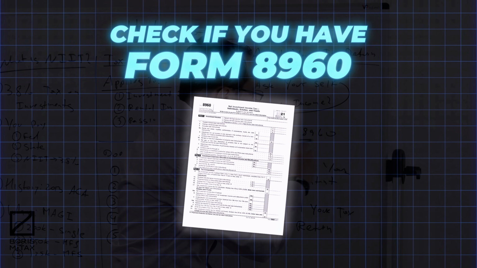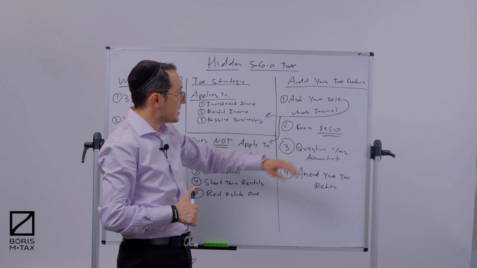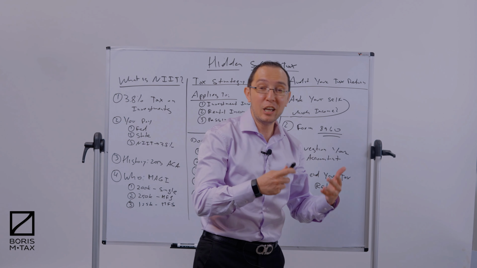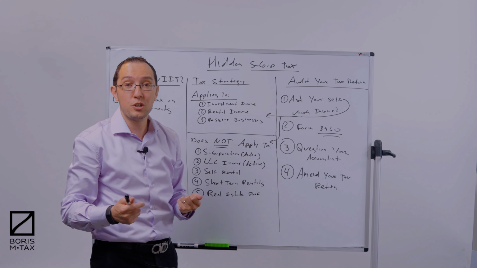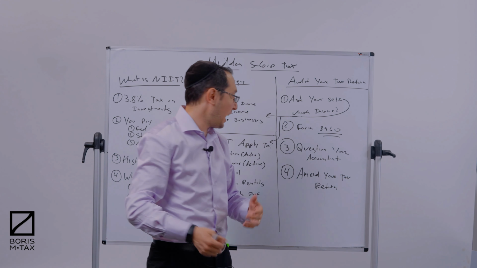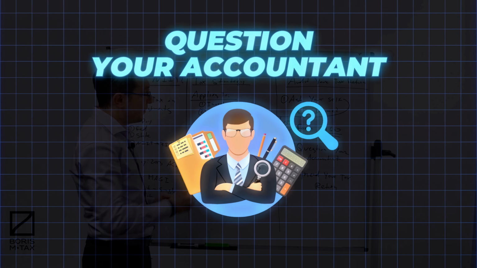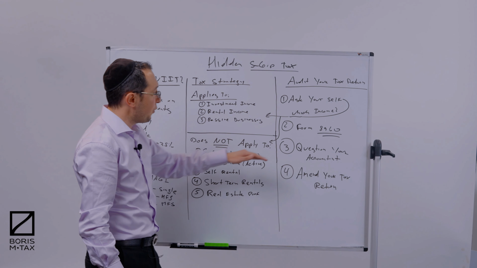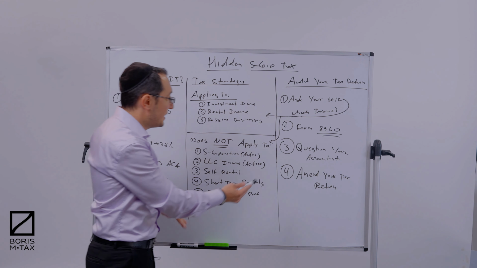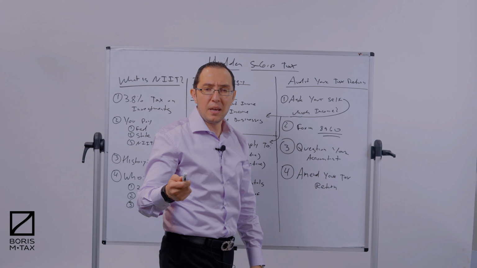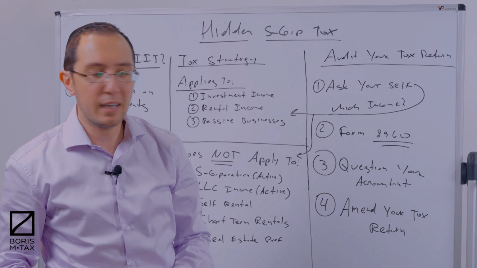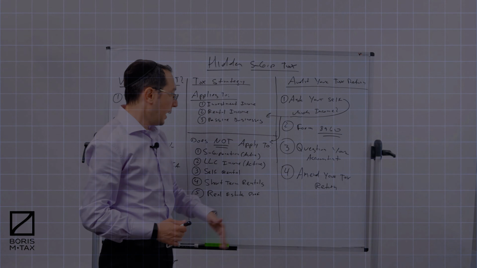Second of all, check if you have Form 8960. Form 8960 is the IRS form where the 3.8% tax is calculated, sometimes on income that's not supposed to be there, such as your S corporation, for example. If your S corporation is an active business, question your accountant. If you know your income is over these thresholds and you see Form 8960 or you're in any one of these sections right here, definitely ask your accountant, how much did I pay in net investment income tax of 3.8%? Please let me know, and what did I pay it exactly on? Ask your accountant and amend your tax return.